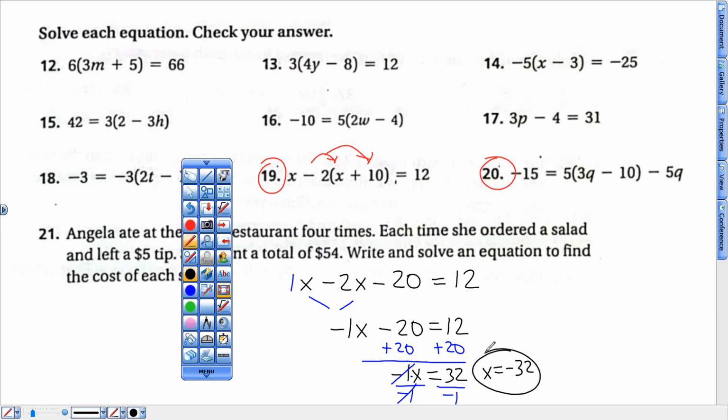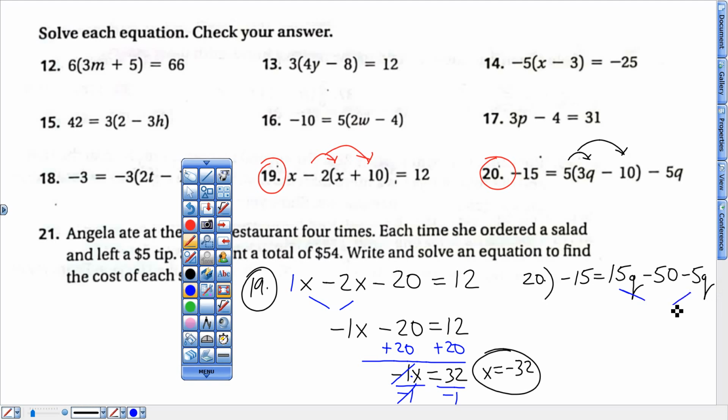All right, number 20. If I distribute and leave that negative 15 alone, that gives me negative 15 equal, distributing right there, 5 times 3q, I guess that's a q, 15q, 5 times negative 10 gives me negative 50, and then I have that minus 5q from the original problem. This has you combine like terms, and then it's a two-step equation.